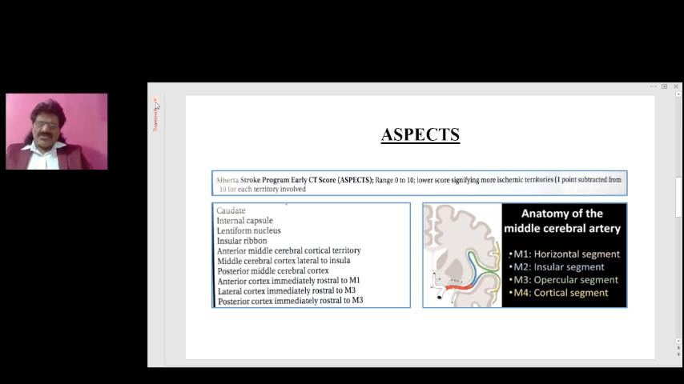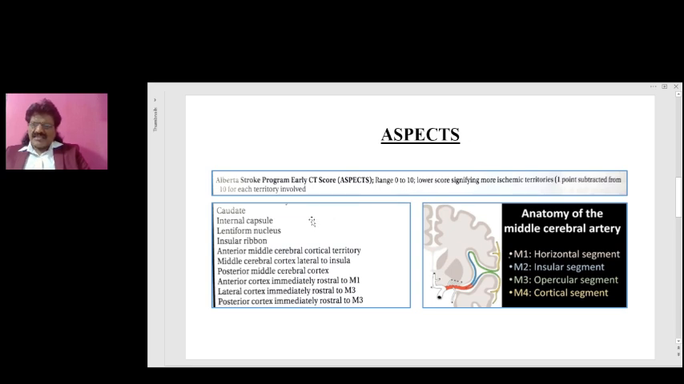If you see this diagram, you'll be able to understand better. This is the ASPECTS score, the Alberta Stroke Program Early CT Score. The range is 0 to 10, with the lower score signifying more ischemic territories. So the lower the score, the more the ischemia, and the less the chance for thrombolysis or other interventions like mechanical thrombectomy. We have 10 structures. We allot 1 point to each structure and calculate a total score of 10.